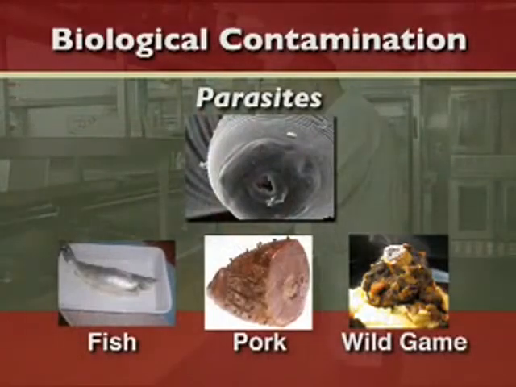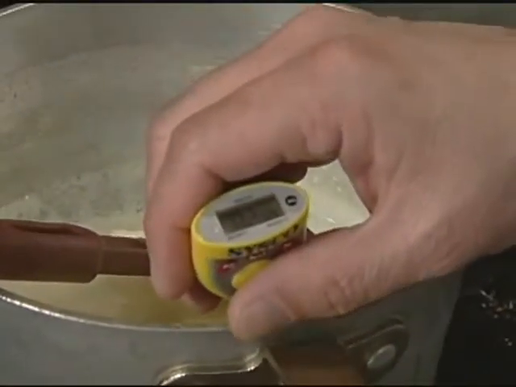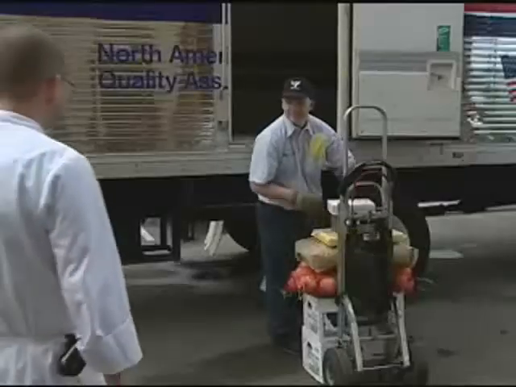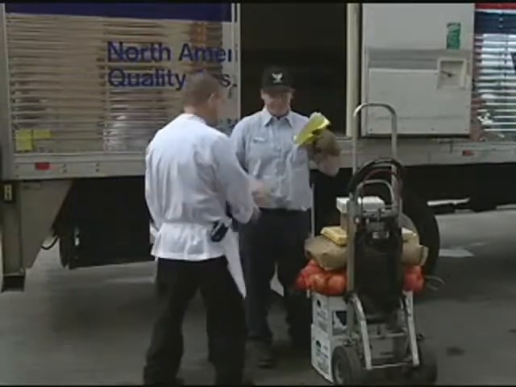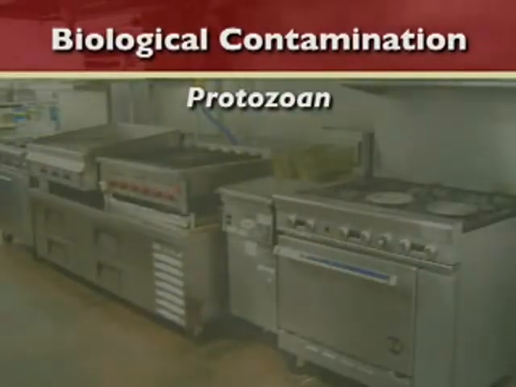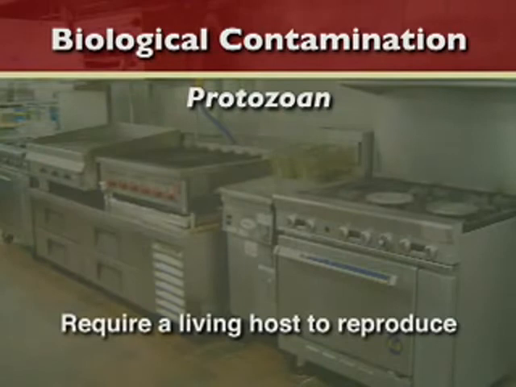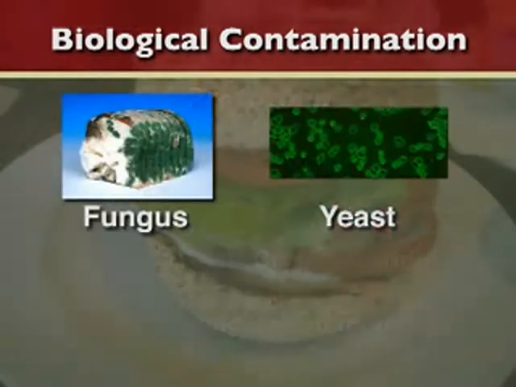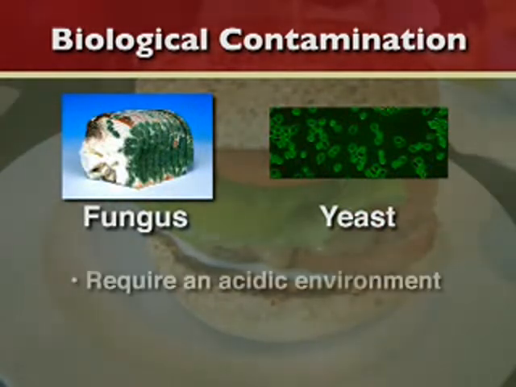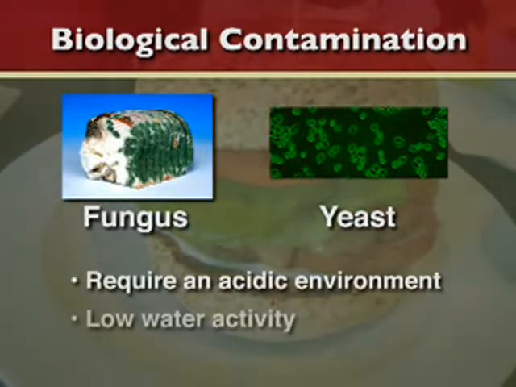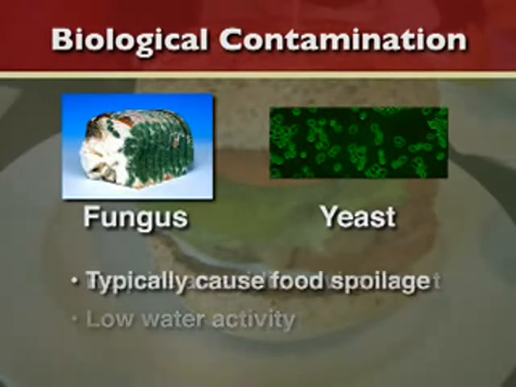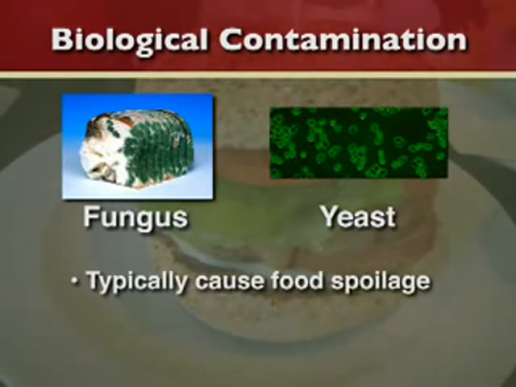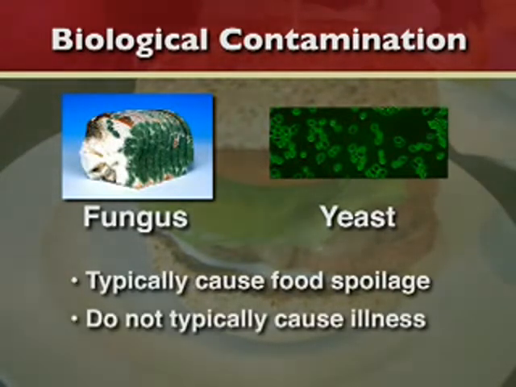Parasites are typically common in fish, pork, and wild game. Cooking or freezing at specific temperatures, as well as purchasing food from approved sources, is important for parasite control. Protozoan, like viruses, must have a living host to reproduce. Examples are Giardia and Cryptosporidium. Fungus and yeast are the last group. Unlike bacteria, they require an acidic environment with low water activity. Fungus and yeast most typically cause food spoilage and are not usually a cause of foodborne illness.